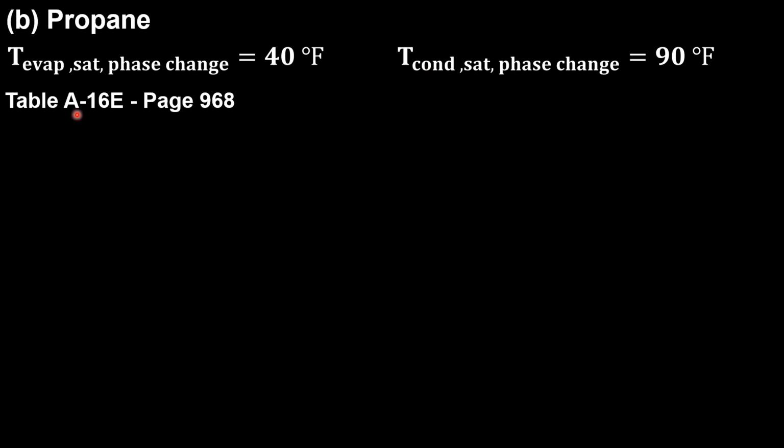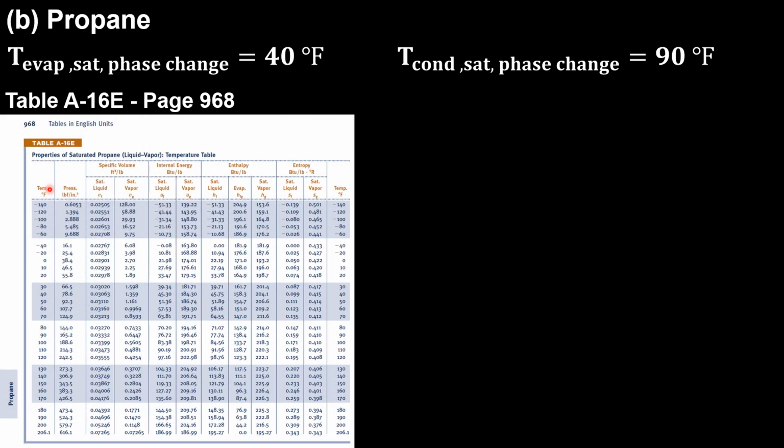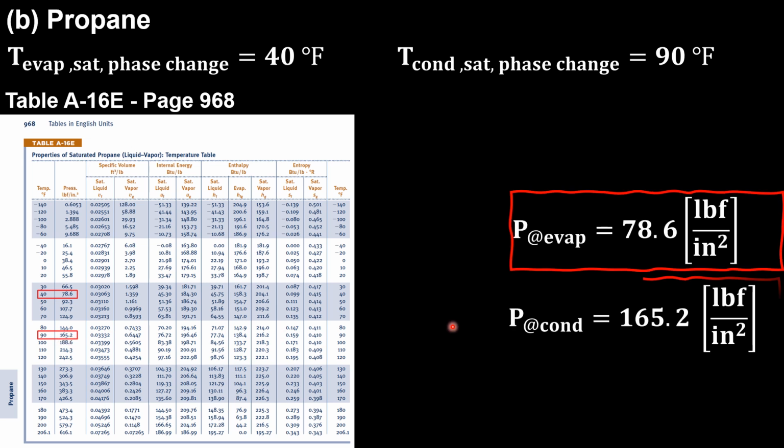We will go to this table, A-16E at page 968. Temperature table, degree Fahrenheit, 40. We're going to need lower, 78.6, and no, higher, sorry, 90, 165.2. So here we will write down these two pressures. So these are the two operating pressures for this working fluid at these two thermal reservoirs.